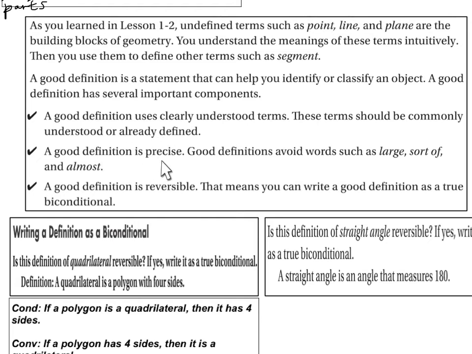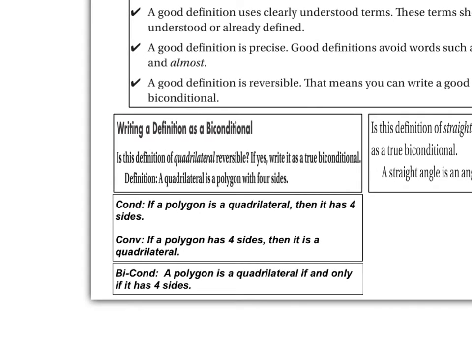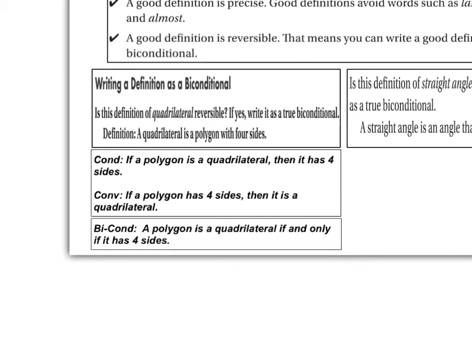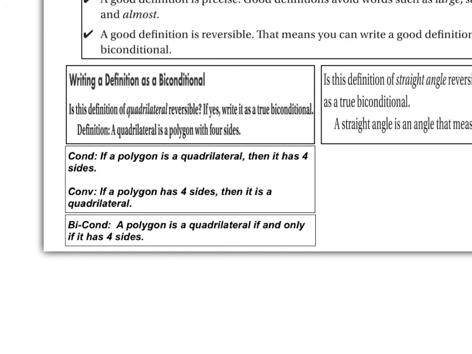A good definition is precise. Good definitions avoid words such as large, sort of, and almost. And a good definition is reversible. That means you can write it as a true biconditional. So, writing a definition as a biconditional. It says here, is this definition of quadrilateral reversible? If yes, write it as a true biconditional. Here's the definition: a quadrilateral is a polygon with 4 sides.